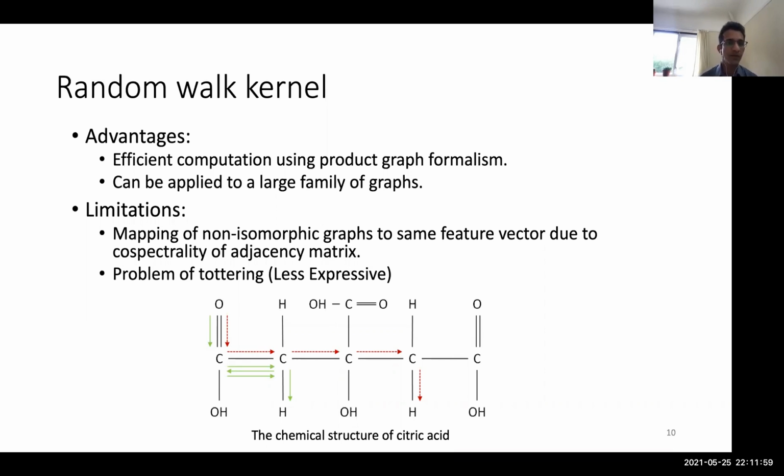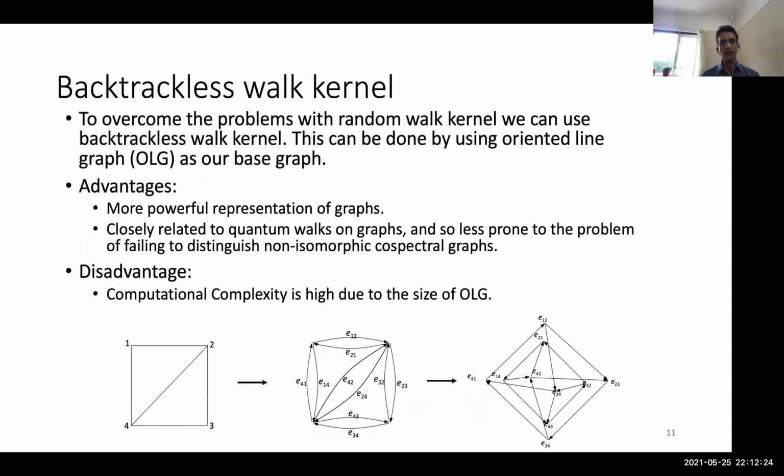Another problem of the random walk kernel is the problem of tottering. So for example, in this graph, a random walk OCCCCH of length 5 might correspond to a random walk on 6 different vertices of the graph or 4 different vertices of the graph. That reduces the power of the kernel. So to overcome this problem, one idea is to use the backtrackless walk kernel.